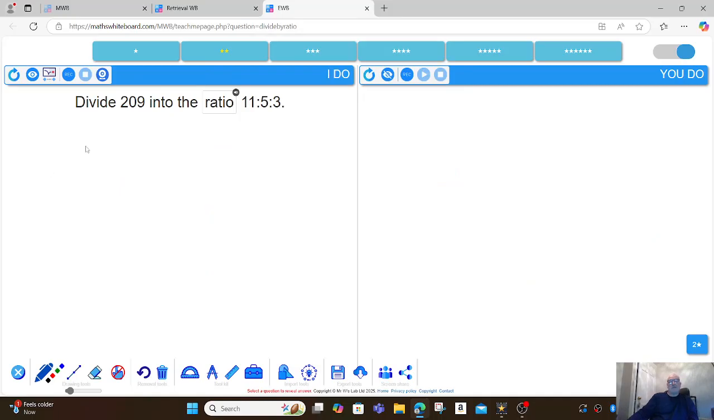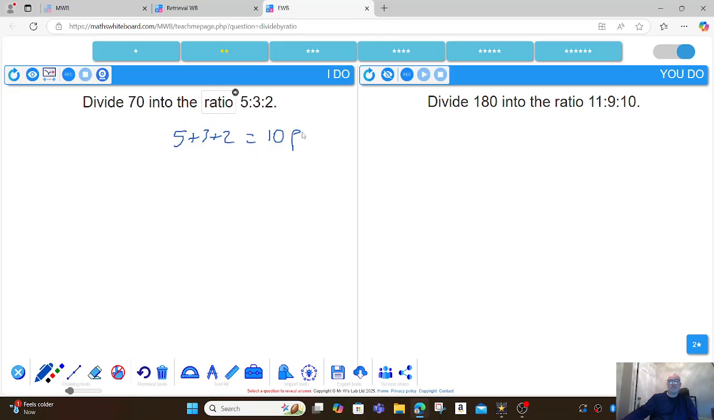Okay, so step 2, exactly the same style of ratio. The only difference with this one is we've got 3 different ratios to do it into. So rules are still the same and I'm still going to do the same working. So we're going to take 5 plus 3 plus 2. That's going to give me 10 parts. I'm going to take my 10 parts and I'm going to do 70 divided by my 10.